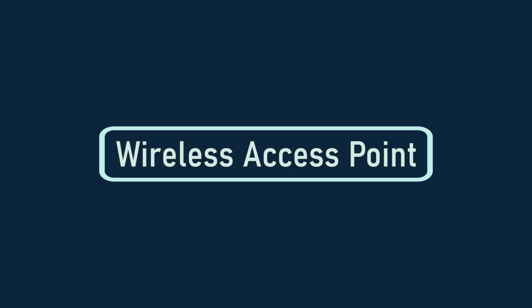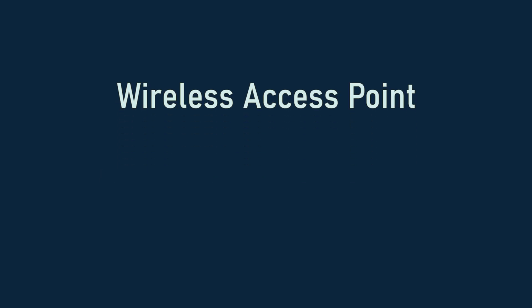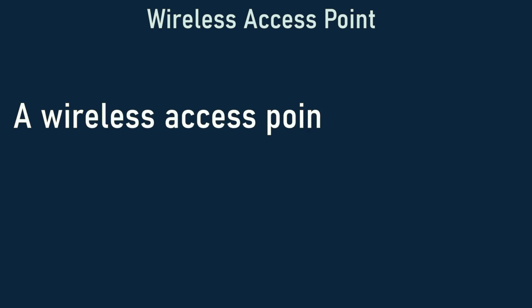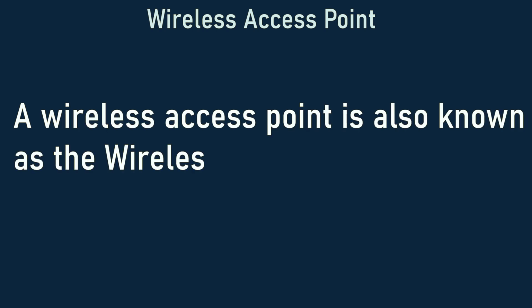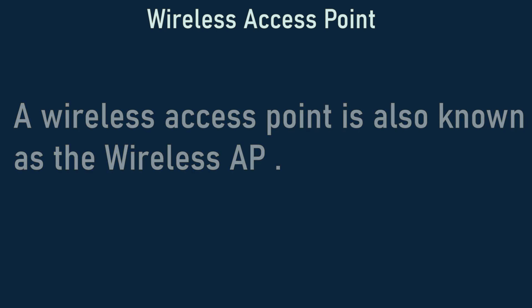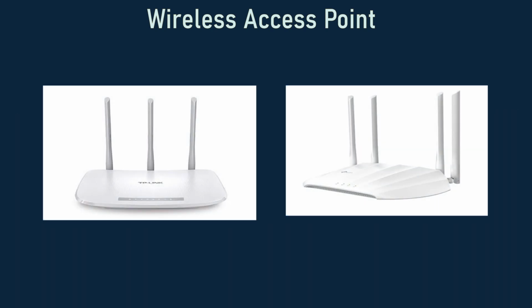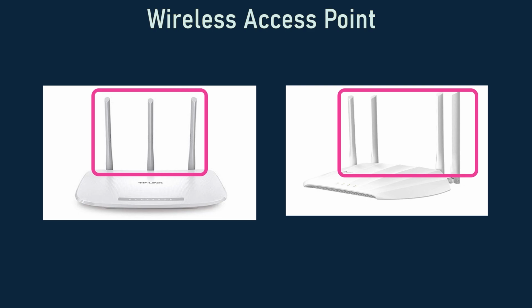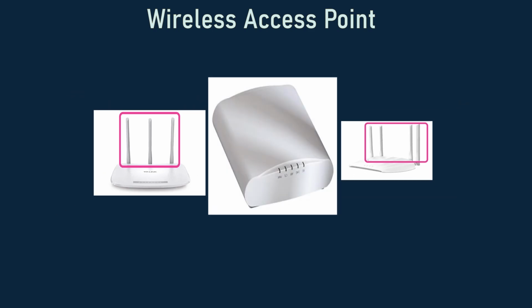A wireless access point is another important device used in computer networking. A wireless access point is also known as a wireless AP. This is what a wireless access point typically looks like. It usually has external antennas. However, some access points have built-in antennas as well.